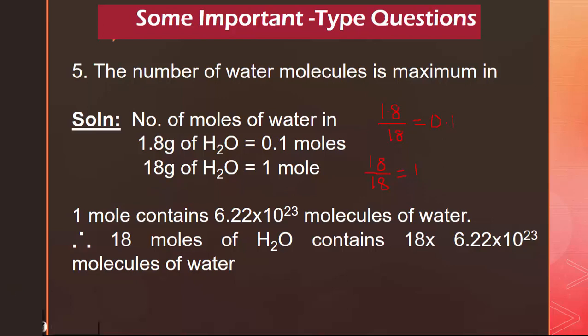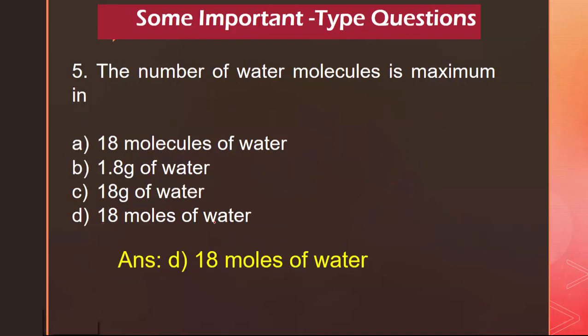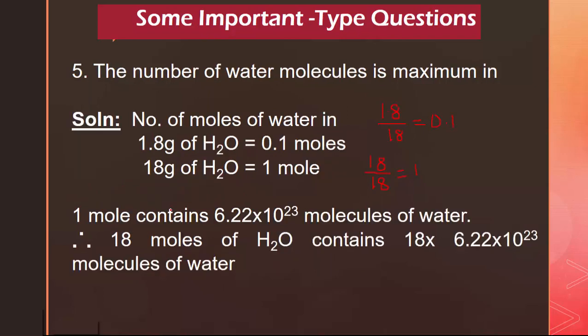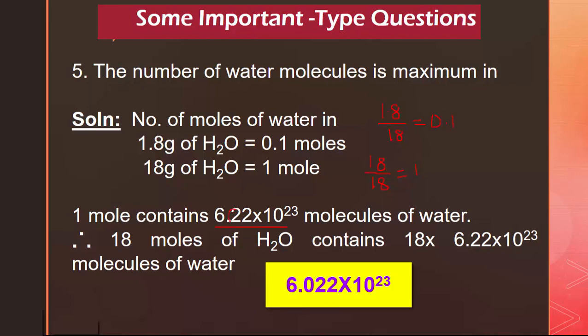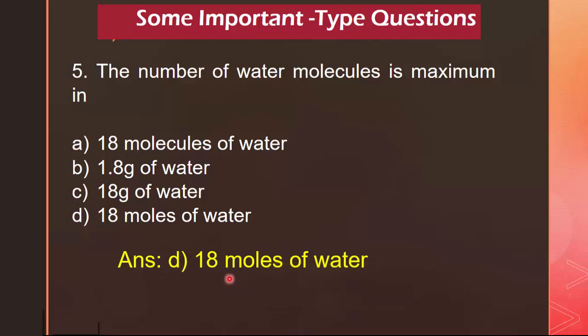And we have the third option here, 18 moles of water. We know that 1 mole of water contains 6.022 into 10 to the power 23 molecules of water. Therefore, 18 moles of water will contain 18 into 6.022 into 10 to the power 23 molecules of water. So obviously option D is the correct answer. Option D, which contains 18 moles of water, is the correct answer.